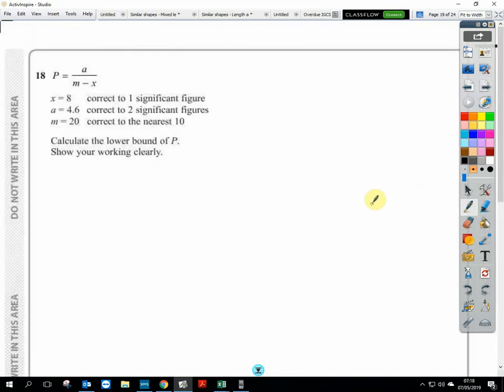Next, bounds. What I like to do first of all is just write down the lower and upper bound for each question. Now just to be clear about how to work out the lower and upper bound, I'll go into a bit of detail here. The number x has been rounded, or is correct to one significant figure. Now this number is in the units column. You have hundreds, tens, units, then tenths, hundredths, etc. So the 8 is in the units column.